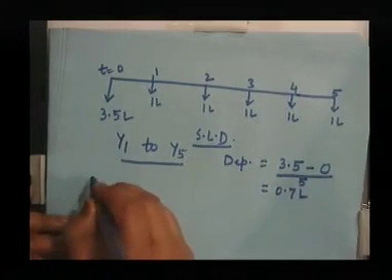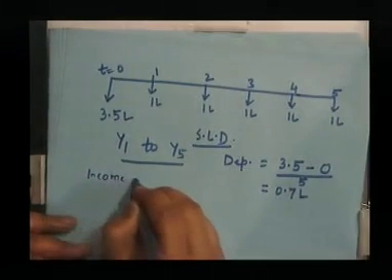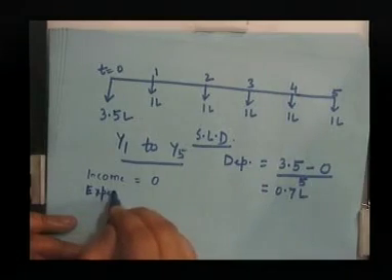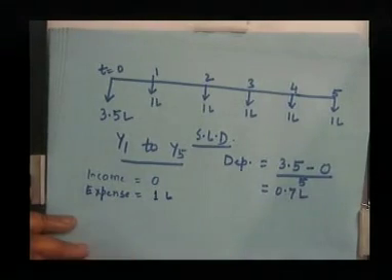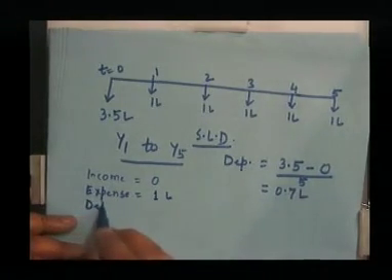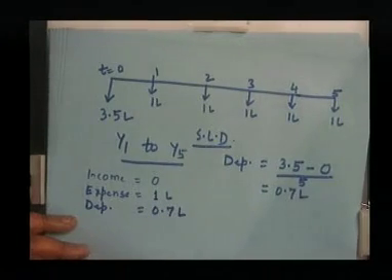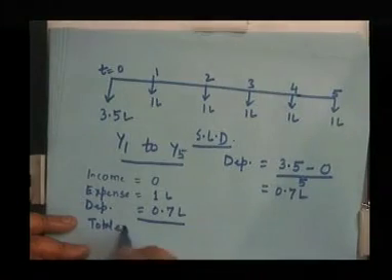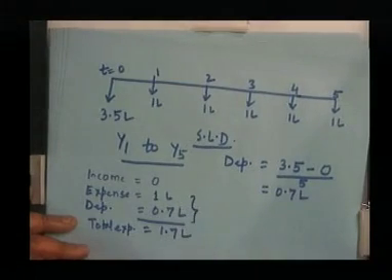Now, my income is 0, expense is given, it is equal to 1 lakh. Depreciation I calculated to be 0.7 lakhs. What is the total expense then? It is equal to 1.7 lakhs. I add these two.